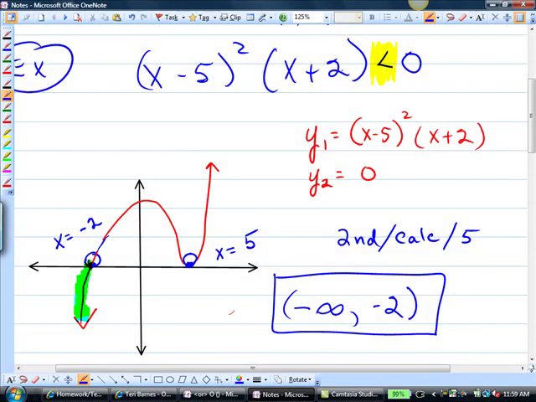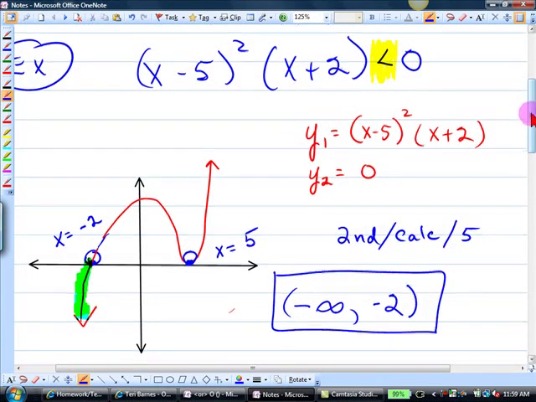Right. You always write left to right. Okay? Because you can't go, if you went, yeah, you always write left to right.